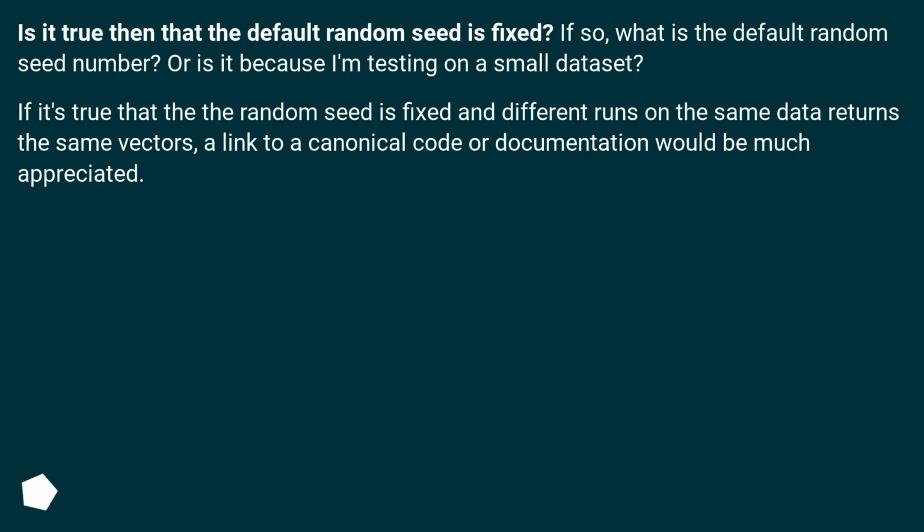Is it true then that the default random seed is fixed? If so, what is the default random seed number? Or is it because I'm testing on a small dataset? If it's true that the random seed is fixed and different runs on the same data return the same vectors, a link to a canonical code or documentation would be much appreciated.